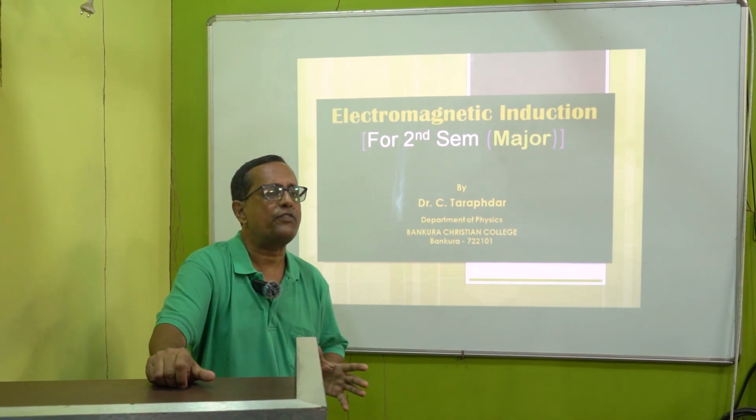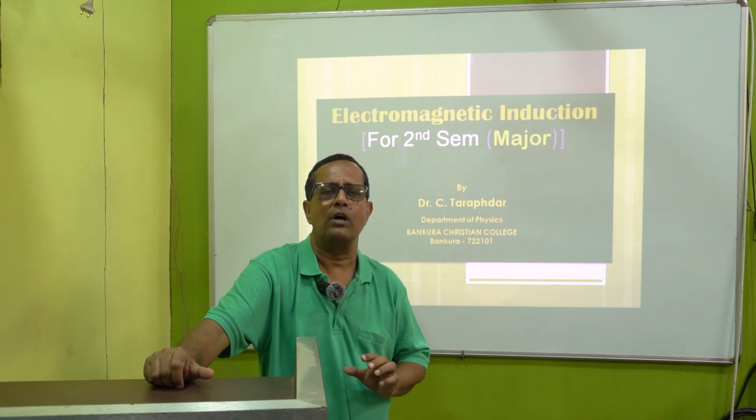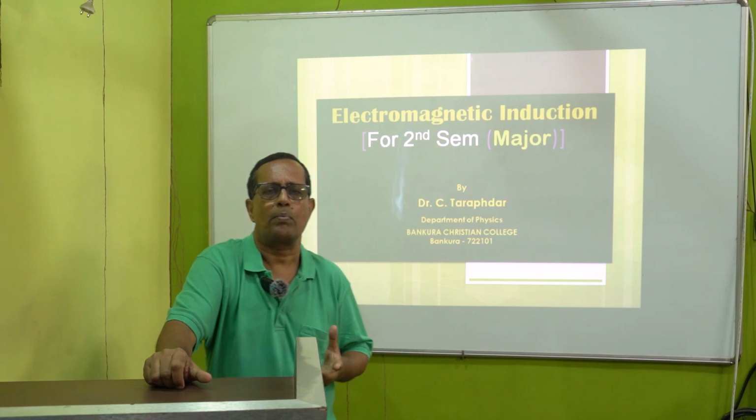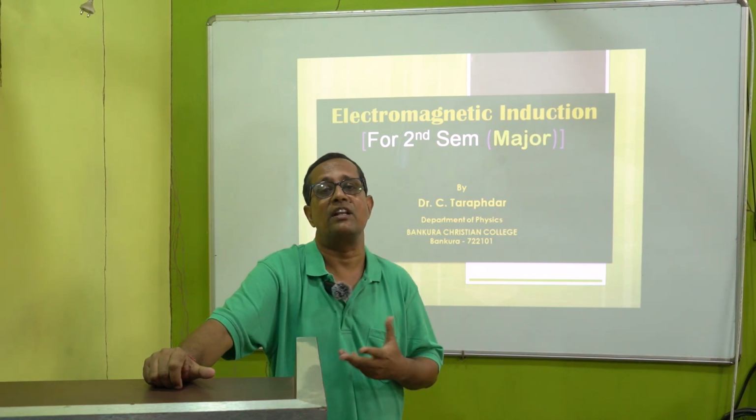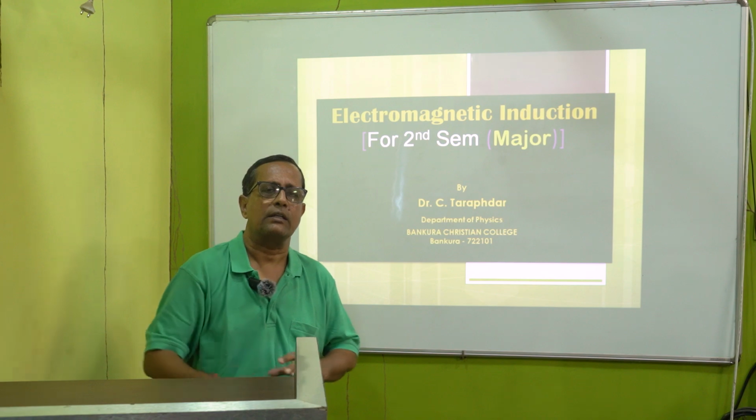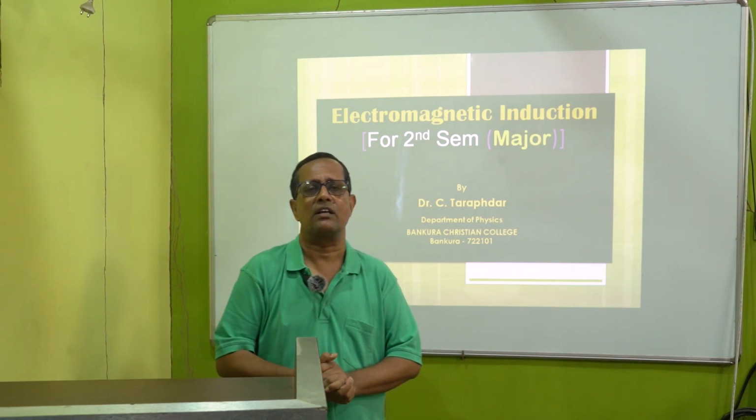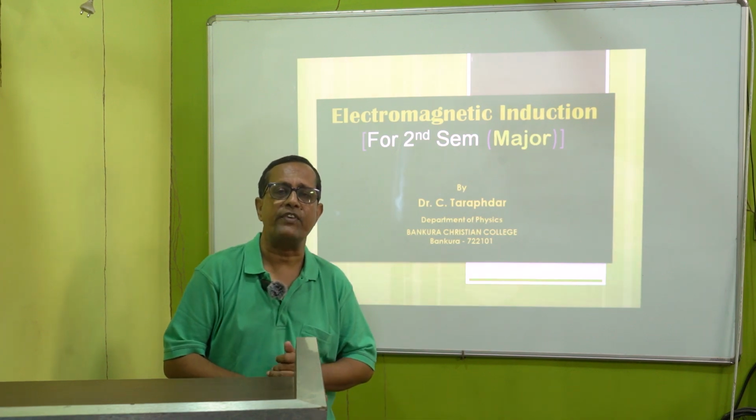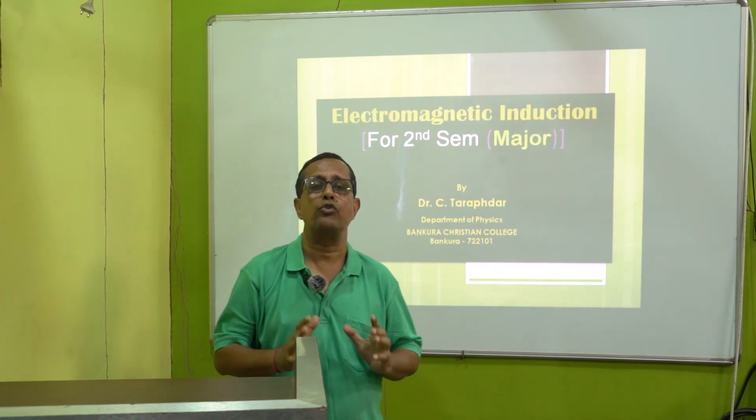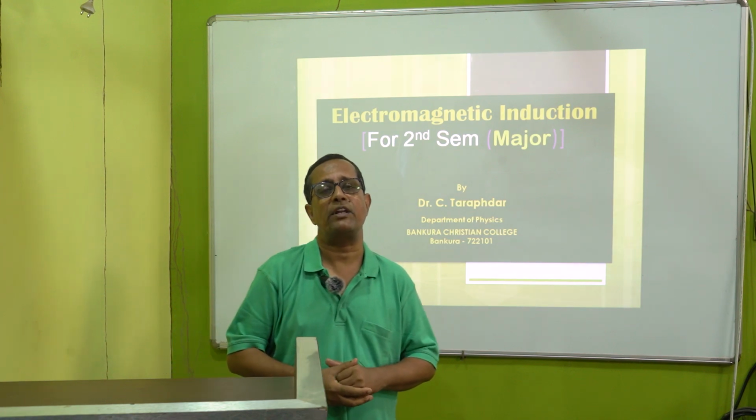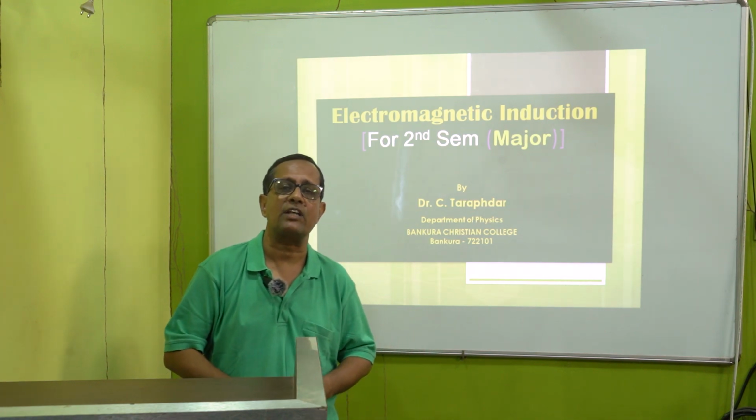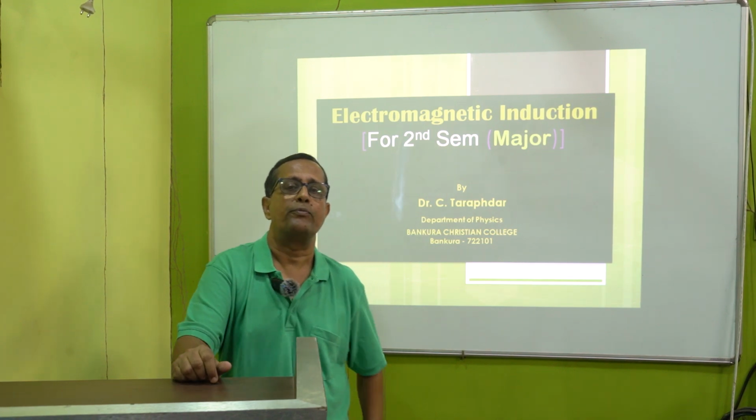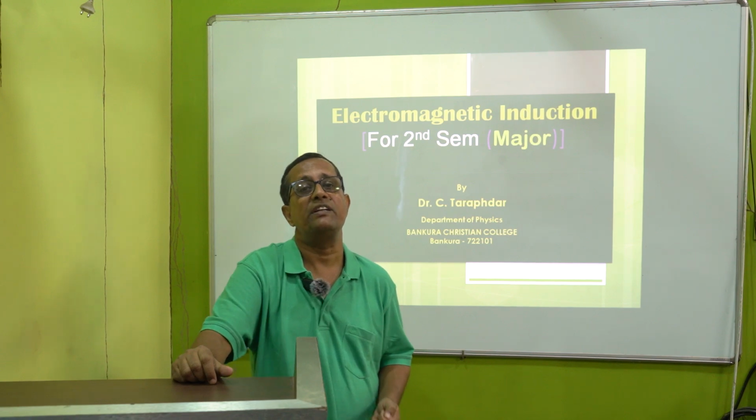This is the first theory of electromagnetic induction, and now I will discuss a few topics, that is, self and mutual inductance and their relation. You know that self and mutual induction are two famous effects of electromagnetic induction. From self induction we get self inductance, which is denoted by capital L, and from the mutual induction effect we get mutual inductance, capital M.